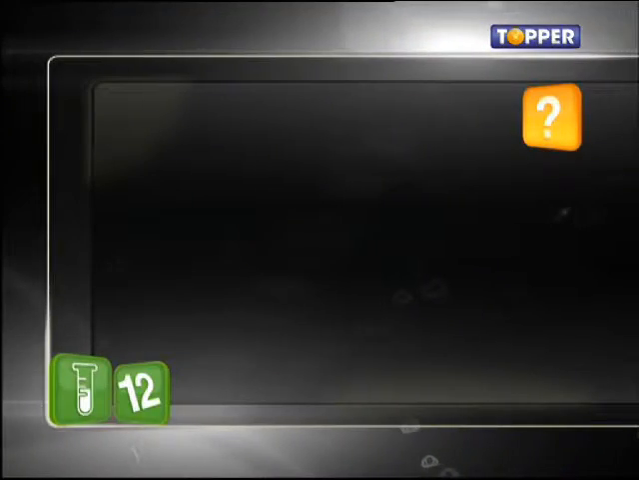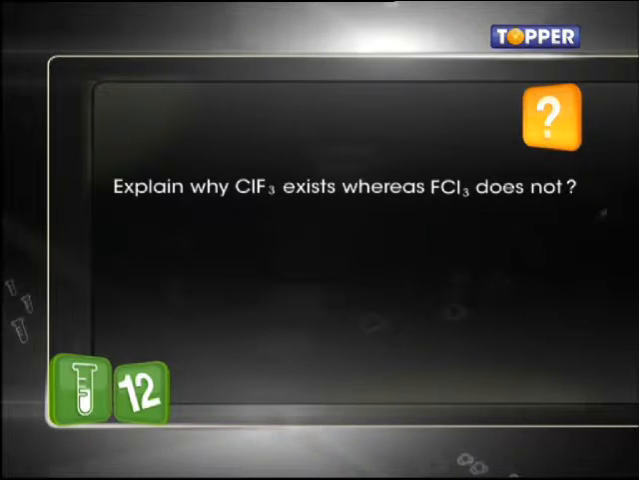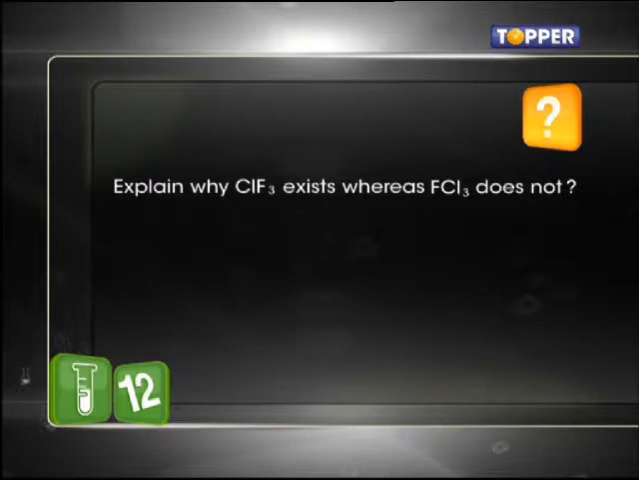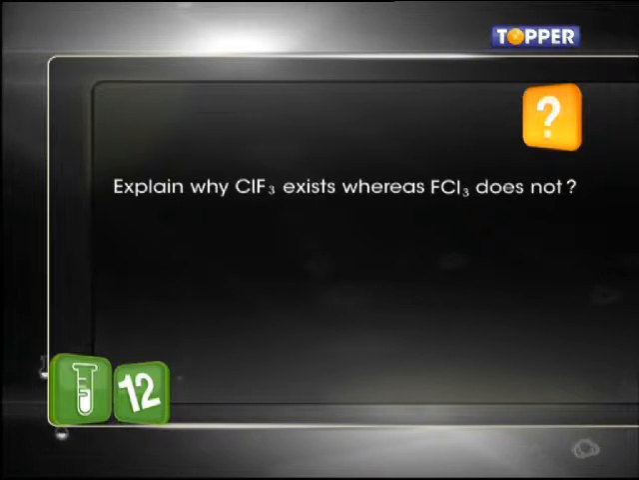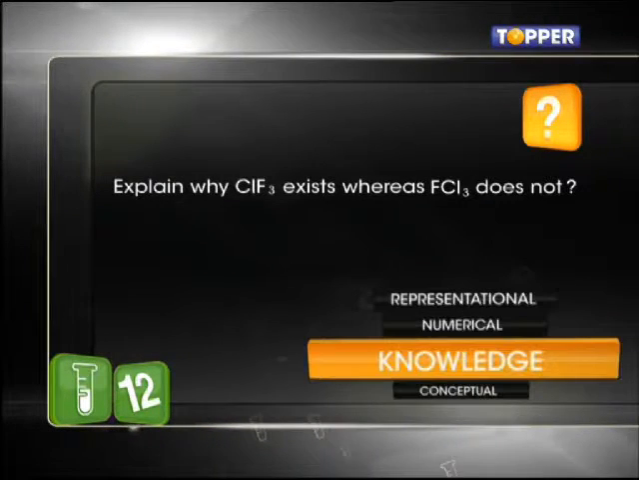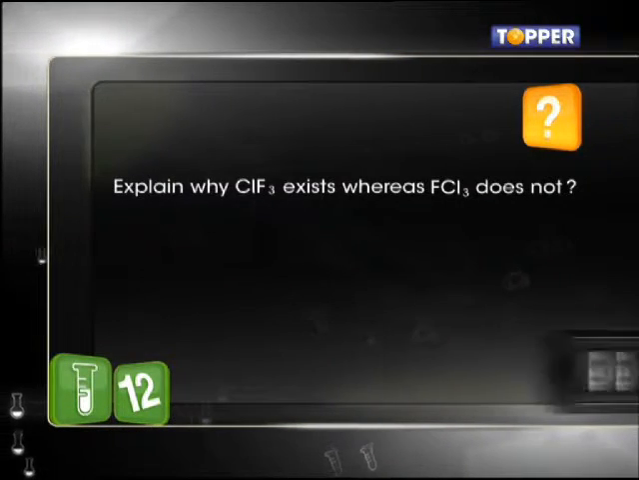I'm sure by now you are absolutely ready to solve the HOTS problem, but I think we should practice one more question before that. So let's see the 4th question and what it demands of us. You are supposed to explain why ClF3 exists, whereas FCl3 does not. The question is a 2-marker. It tests your knowledgeability and Topper rates it as an average one.